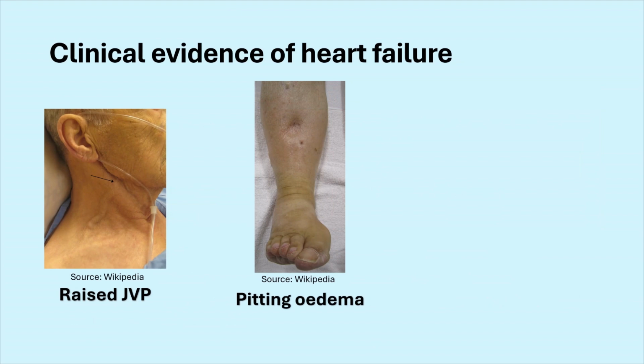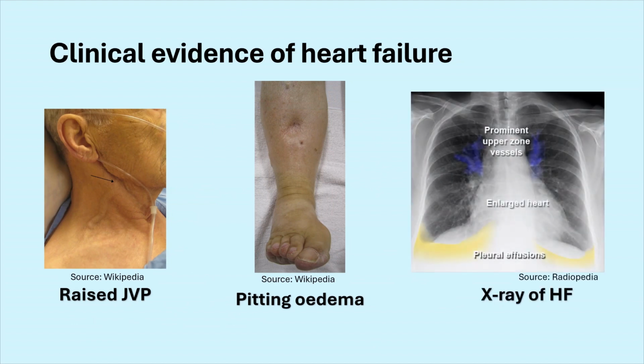These are some clinical signs you may observe in patients when you're examining, such as a raised JVP, as shown in this image, pitting edema, and chest x-rays may show signs of pleural effusions or pulmonary edema in the lungs, cardiomegaly, and prominent upper zone vessels, which causes a bat wing appearance.